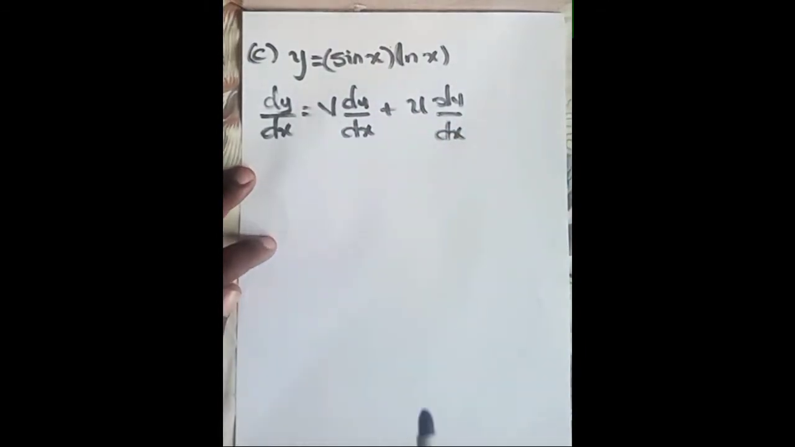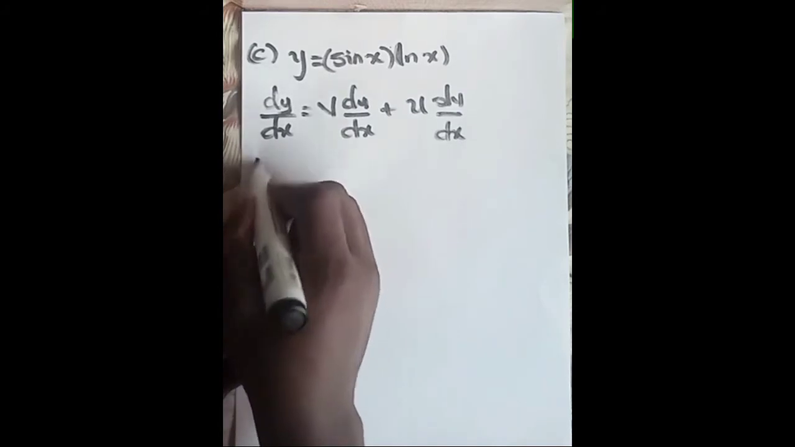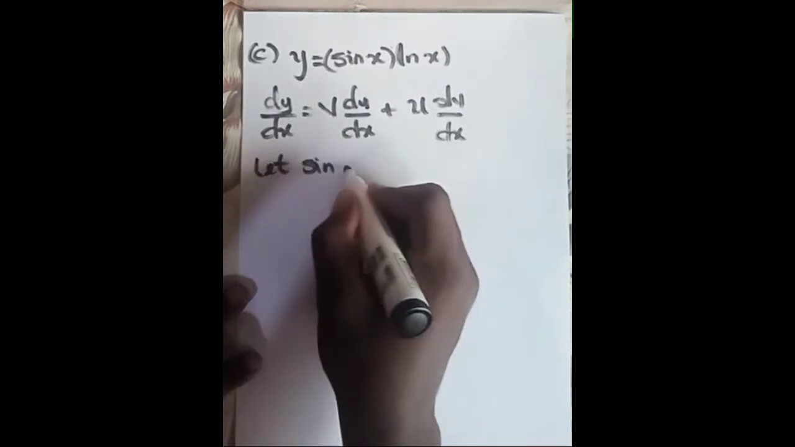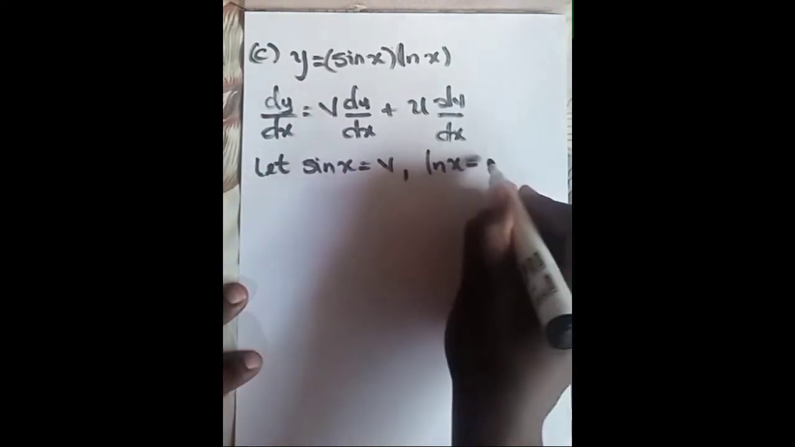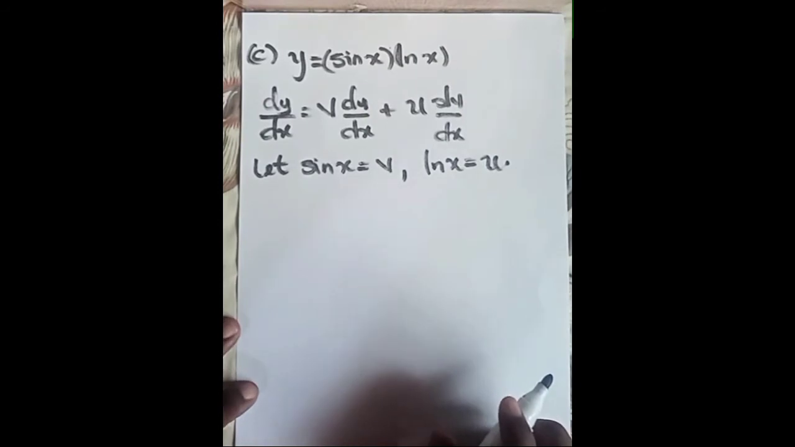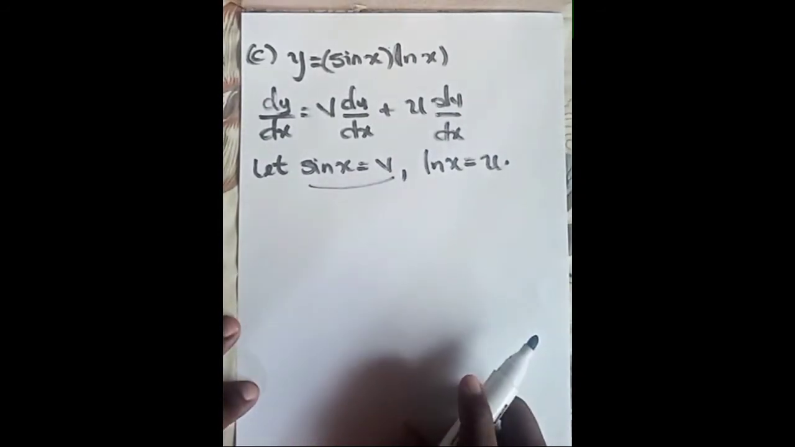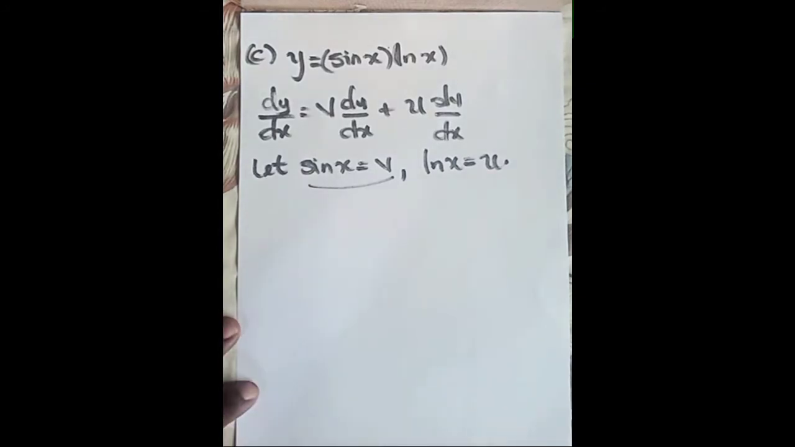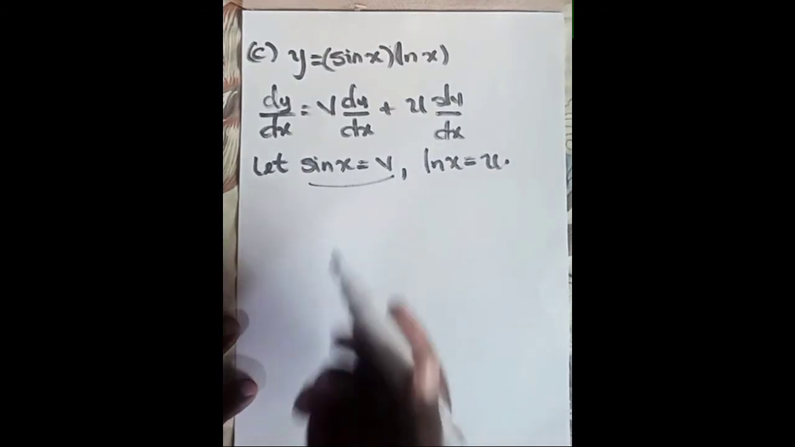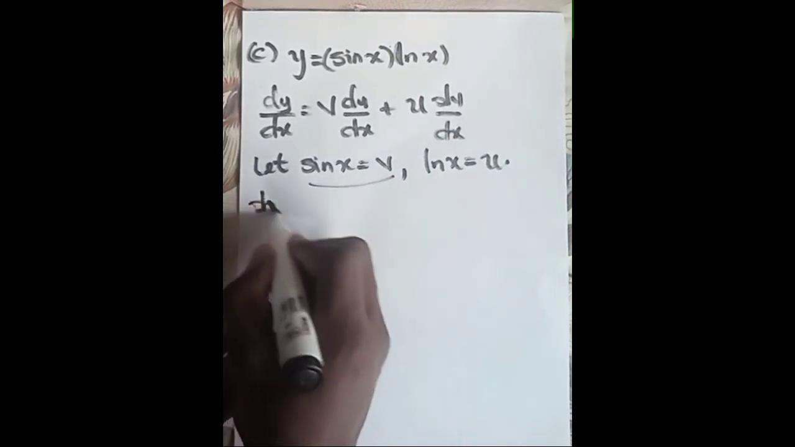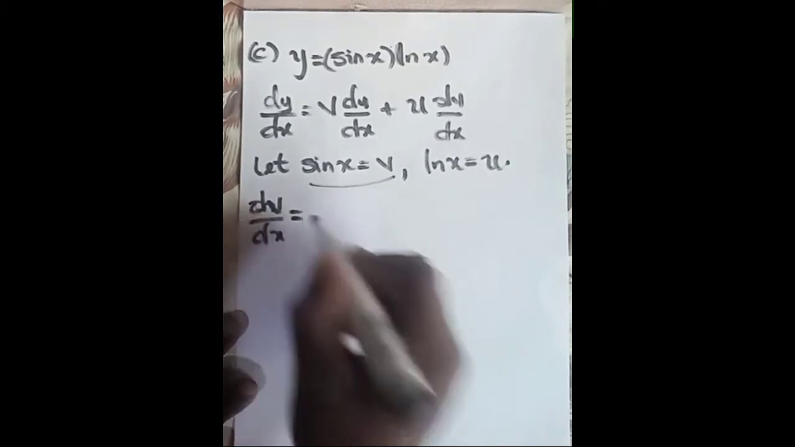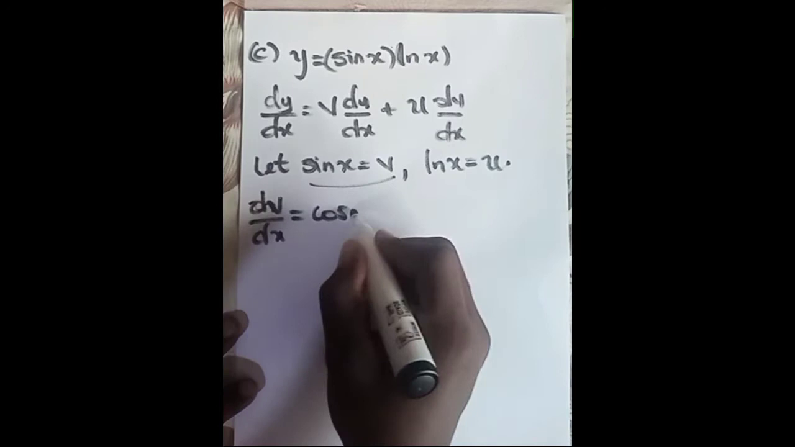So we're going to name our functions. We would say let sine x be equal to v and ln x be equal to u. Now, differentiating this, as I said, the derivative of a sine is a cos. You just get back to the chain rule and check the differentiation of it. This is very simple. So we'll just differentiate this. Differentiating this, that's going to be dv on dx, which is going to give me cos x.